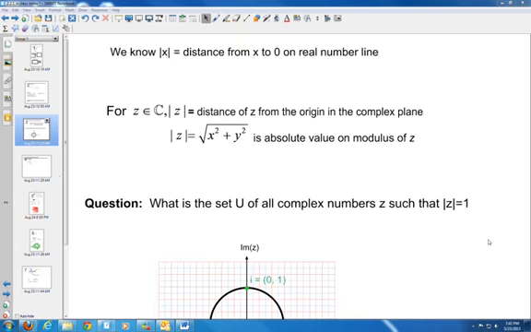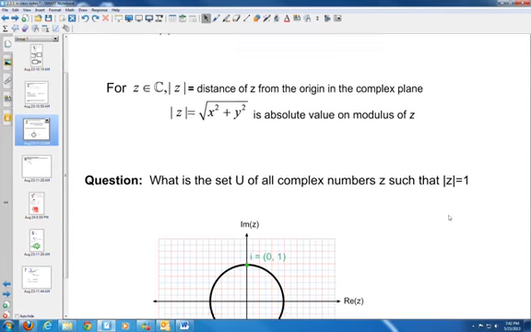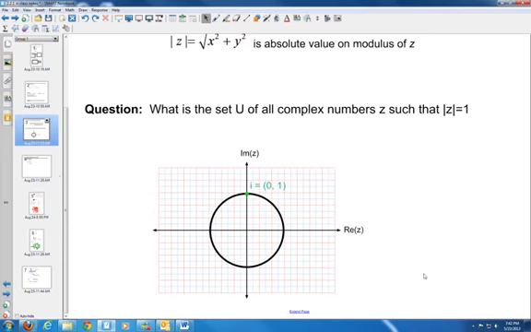One question that one may ask is, what is the set U of all complex numbers z such that the modulus of z equals 1? Again, the modulus of z equals 1 means you're looking for all points in the complex plane that have a distance of 1 from the origin. Well, what is that? Of course, it's the wonderful unit circle.